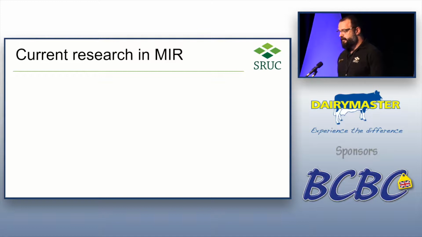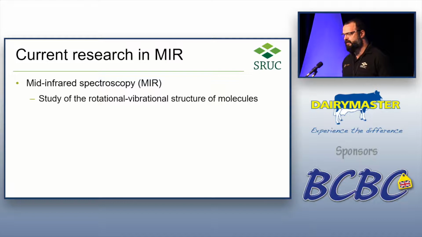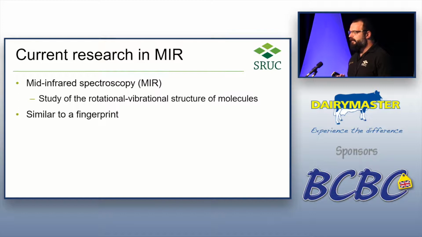So current research in MIR, and I'm going to touch briefly on what mid-infrared is, because Scott will be talking about that as well. But essentially, mid-infrared spectroscopy is the study of the rotational and vibrational structure of molecules. So you shine mid-infrared light on a milk sample, and you measure the amount of reflectance and absorbance. And that's quite characteristic of the molecules. So it helps you to identify what type of molecules are in that data.